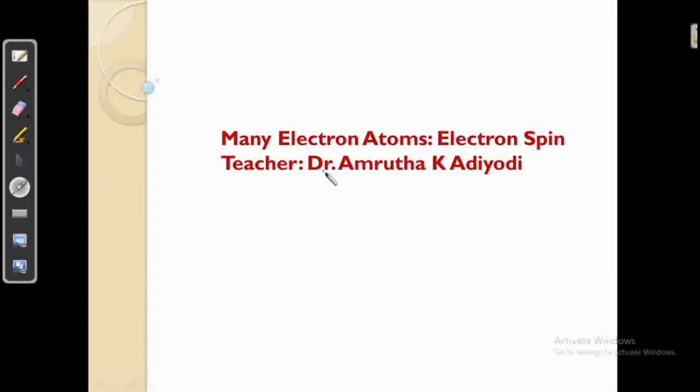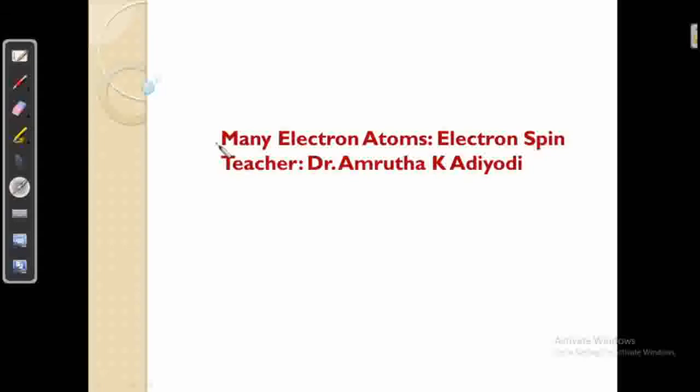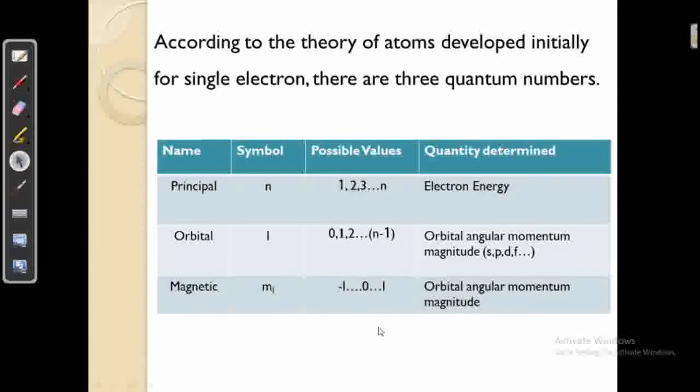Good morning. Today we will deal with a module from the paper Atomic, Nuclear and Particle Physics. That is many-electron atoms. In that, we will deal with the electron spin. Many studies were undertaken to find out the atomic structure.